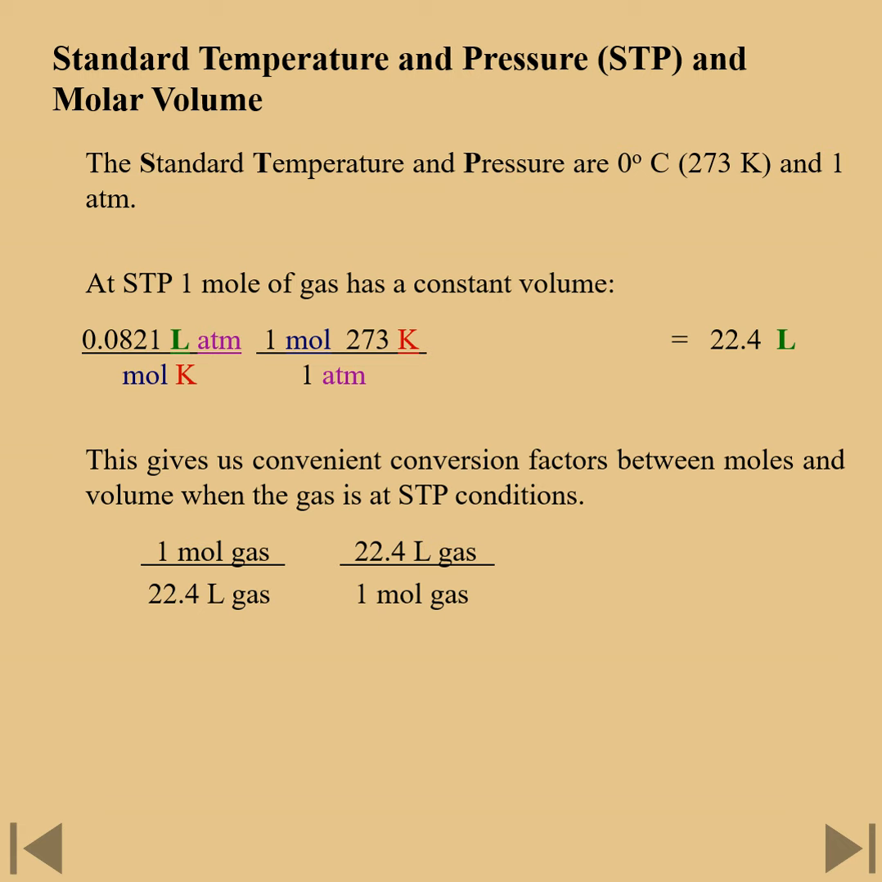Now the downside is this is only relevant at standard temperature and pressure. So if we are at some other temperature or some other pressure, don't try to use a shortcut because it's not going to work. It's not going to have the right number. Now it would have another number, and that's essentially something I want to point out. If we had a different temperature and a different pressure, we would still have a constant ratio between the volume and the number of moles of that gas. It would just be a different number.